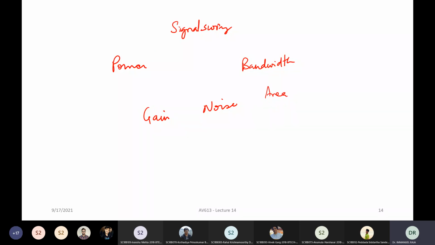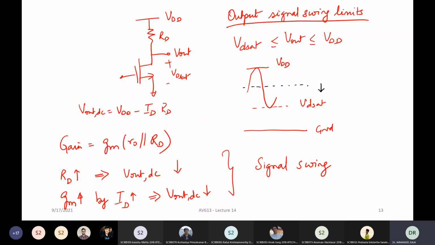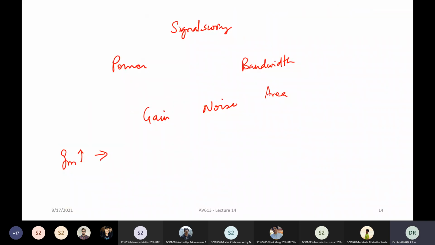Now, all these things, if you touch one, the other thing will get impacted. So for example, if you increase gm, at least in this case, if you assume that RD dominates, your gain increases, your noise decreases, your power increases. These are the kind of trade-offs that you would see. On the other hand, if you decrease this, you will see the other kinds of effects.